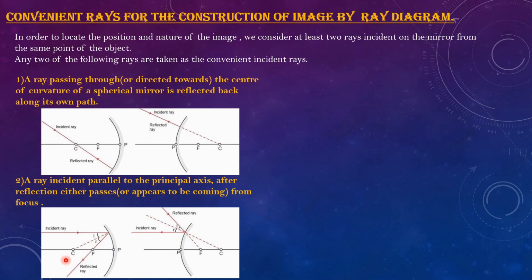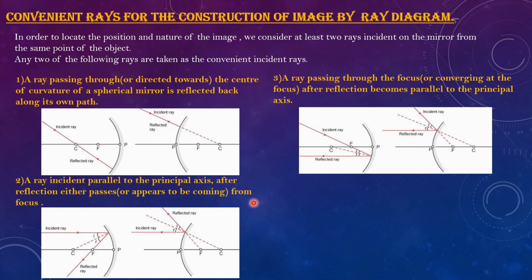Number 2. A ray incident parallel to the principal axis after reflection either passes or appears to be coming from the focus. That is, when a light ray, that is an incident ray, falls on the reflecting surface of the spherical mirror, it tends to be coming from the focus or passes through the focus for both the cases of concave and convex mirrors.